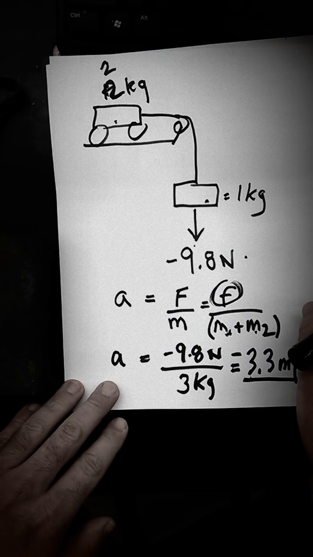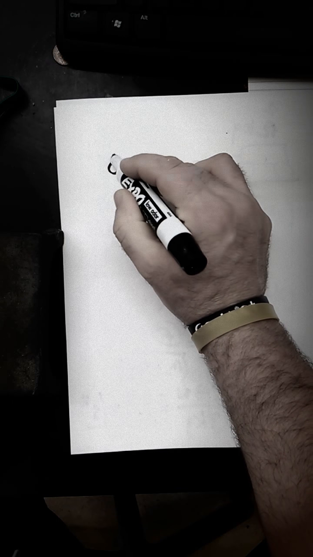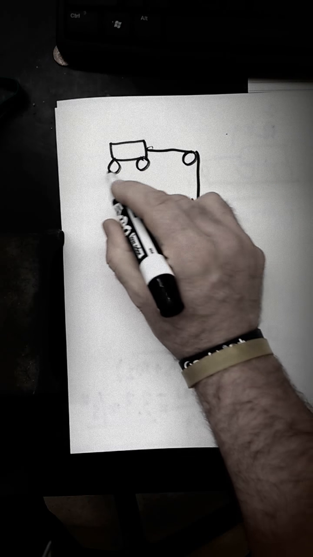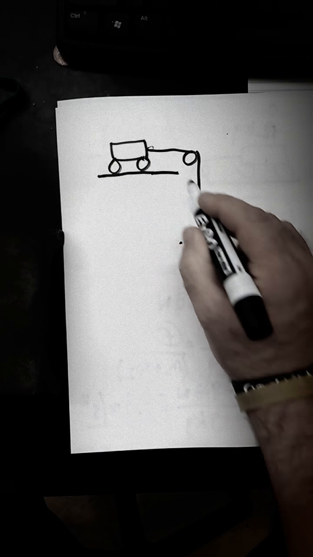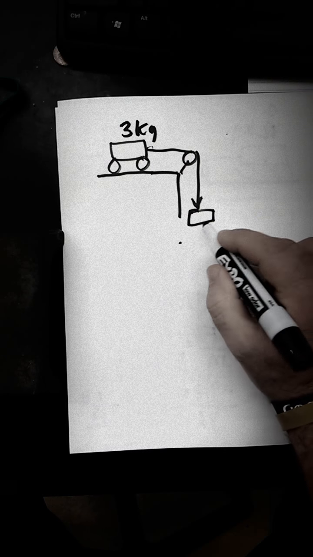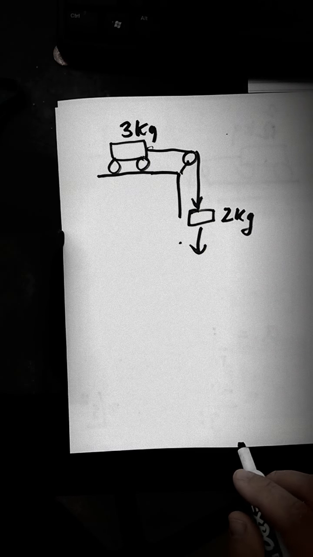Okay, so let's do one problem, a hypothetical, just to show you what we're going to do. We're going to take a situation where we have a car. There's a pulley, and we're going to have a track here. Let's come up with 3 kilograms for the car, and the mass we're going to have as 2 kilograms. So here's a situation.